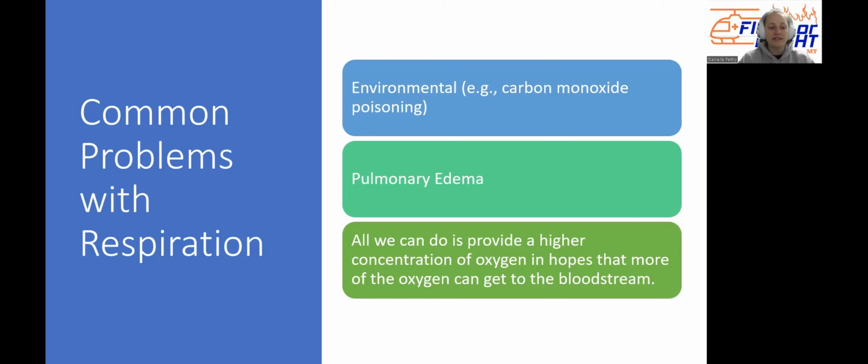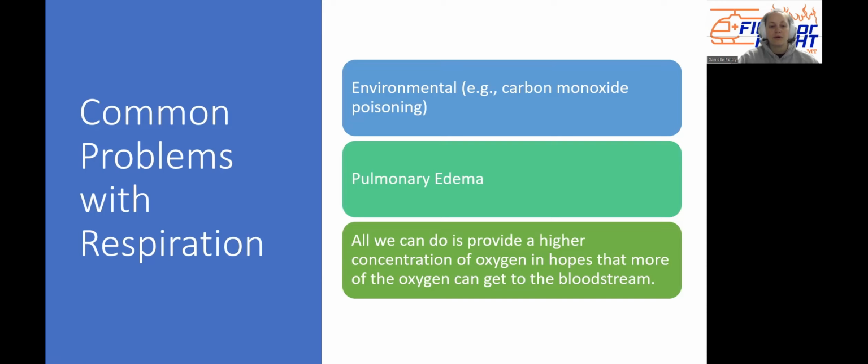So if somebody's having a problem with respiration, all we can really do is give them a higher concentration of oxygen that they're breathing in. Maybe room air is not quite enough. So what we're going to do is basically dump more oxygen molecules into the air that they're breathing in, in hopes that maybe a few more molecules will be able to make their way through that fluid if it's pulmonary edema, or take the place of that carbon monoxide if they've had carbon monoxide poisoning. So that's what we do for somebody with a problem with respiration, is give them more oxygen.